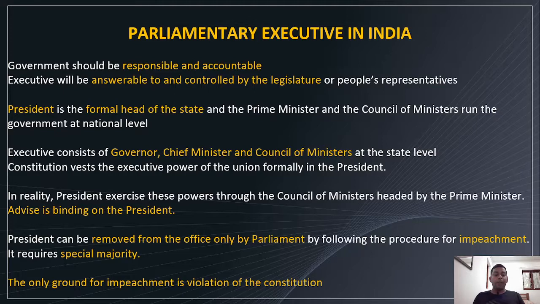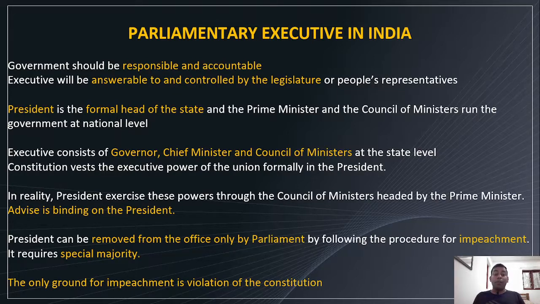Then the president can be removed from the office only by parliament. We know that. By the process of impeachment. The very process is called impeachment, and it requires what? Special majority. You know what special majority is. We have seen it in the previous lecture, right? So the process of removing the president from his position is called impeachment, and it can be done only by the parliament, with special majority. Not on simple majority.